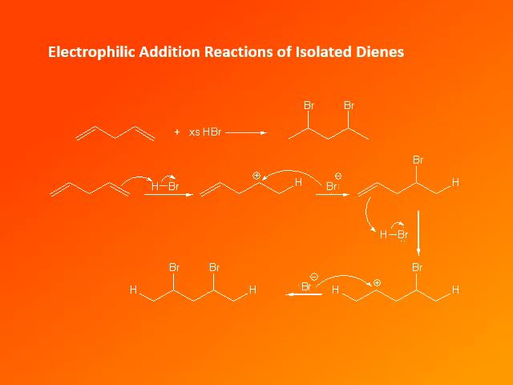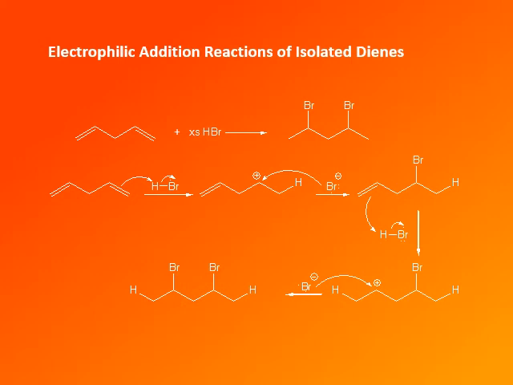When it comes to reactions of dienes, isolated dienes react as expected. Each double bond reacts individually. It reacts as if the other double bond were not present. So as long as we use excess reagent, addition reactions proceed as expected.